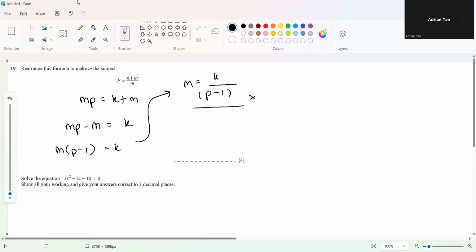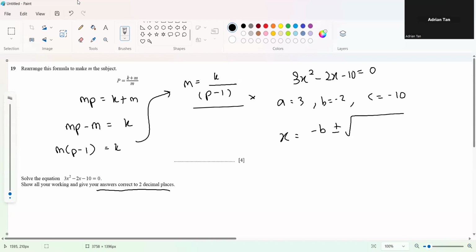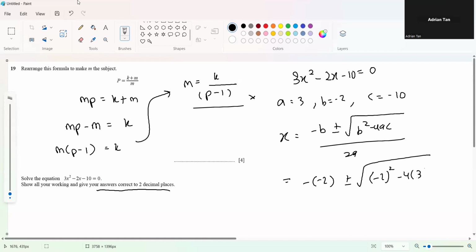So for number 20, solve the equation 3x² - 2x - 10 = 0. When they ask to give the answer correct to 2 decimal places, they usually want you to show that you are using the quadratic formula. So we have a = 3, b = -2, and c = -10. The quadratic formula is x equals -b plus or minus the square root of b² - 4ac, the whole thing divided by 2a. So there will be 2 plus or minus the square root of (-2)² - 4 times 3 times -10, the whole thing divided by 2 times 3.